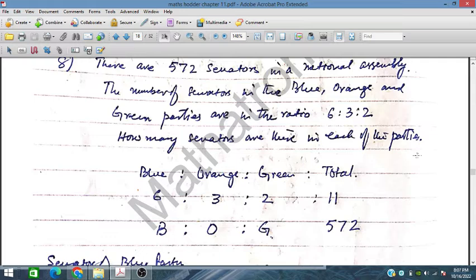There are 572 senators in a National Assembly. The number of senators in the blue, orange and green parties are in the ratio of 6, 3 and 2. So the overall ratio total is 11. We place the variables blue, orange and green, and 572 is the total number of seats in the National Assembly. So we have to find the share of each party.